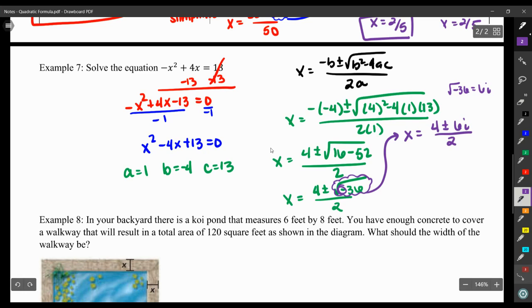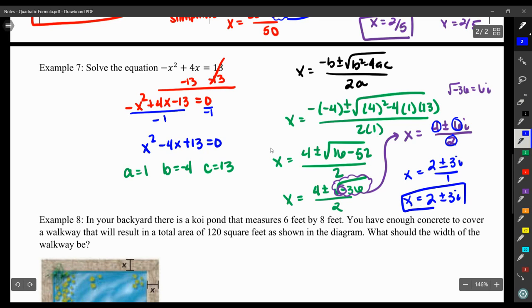Now that we have gotten rid of the square root, I'm going to look at the entire fraction as a whole. And I'm going to see if I can maybe do anything to help simplify. So 4, 2, and 6 are all divisible by a 2. So I'm going to simplify the fraction by dividing all of these coefficients by 2. So I end up with 2 plus or minus 3i over 1. We don't really need the over 1 because anything over 1 is just itself.